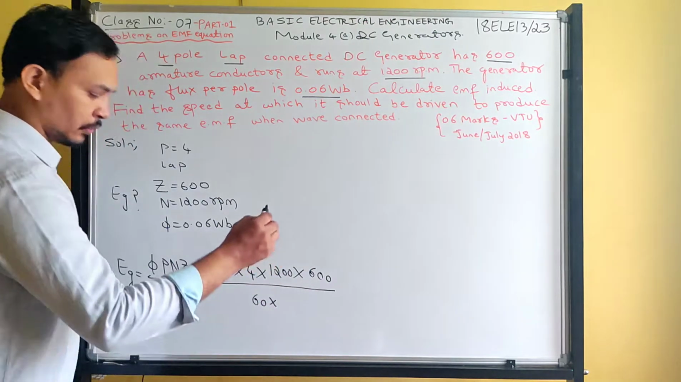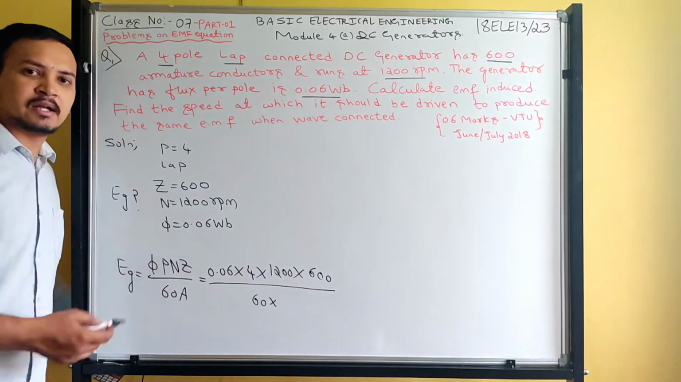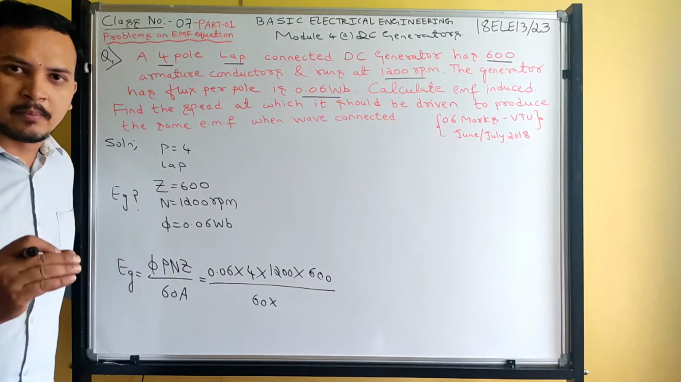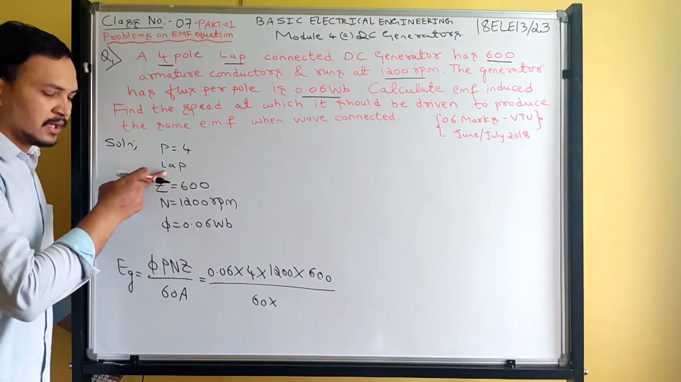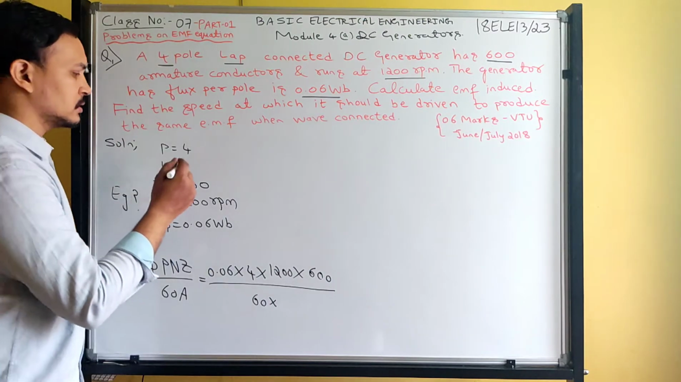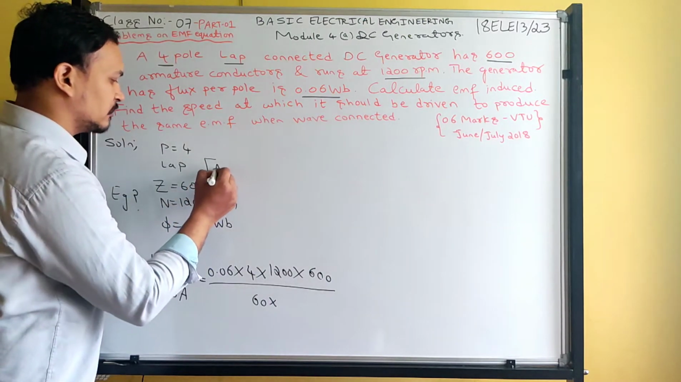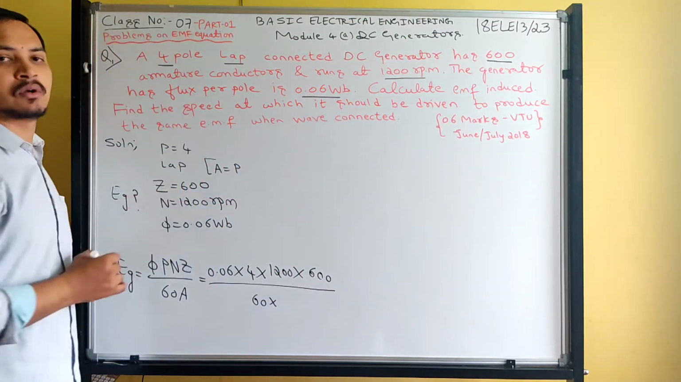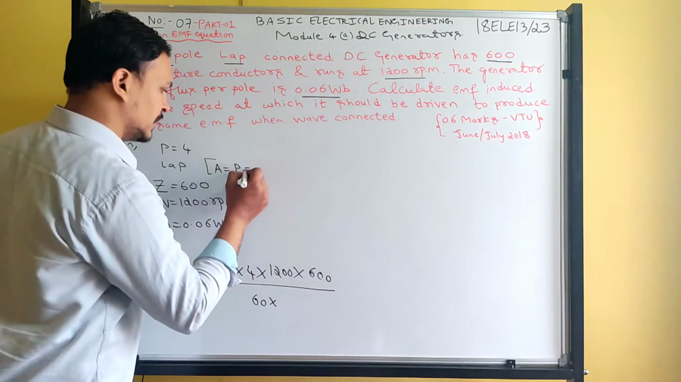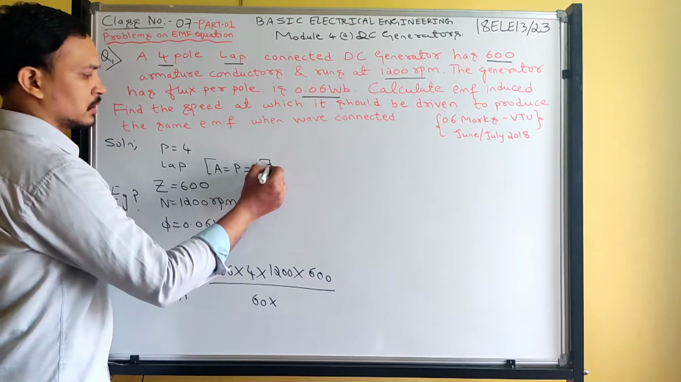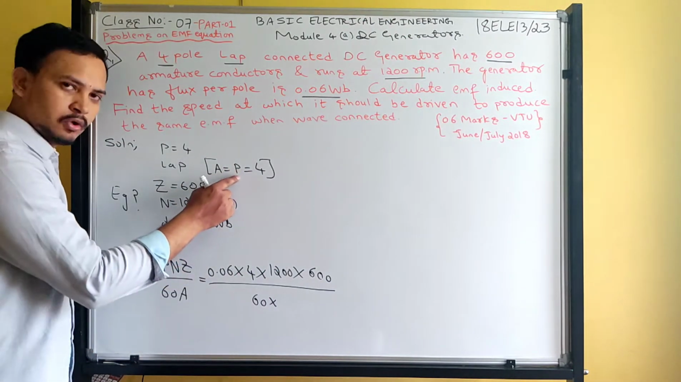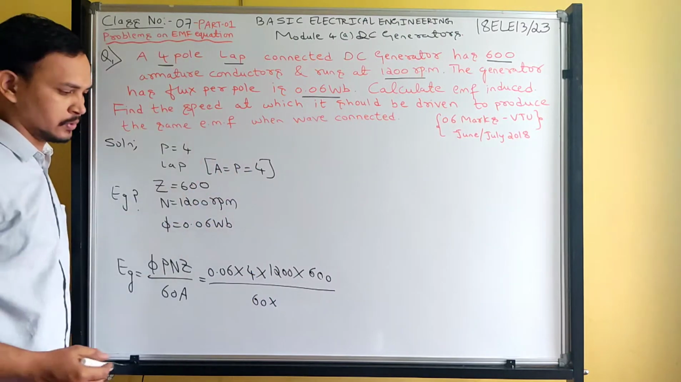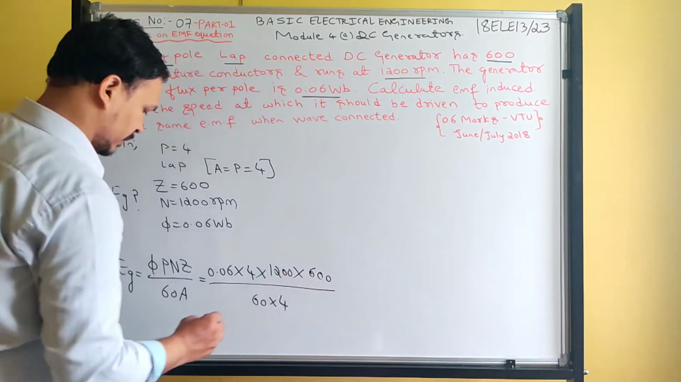Here A indicates the number of parallel paths. So what type of winding? Lap winding. Since it is lap winding, the number of parallel paths is equal to the number of poles. How many poles do we have? 4. Therefore, you should take the value of A equal to the number of poles, so you just write 4 here.